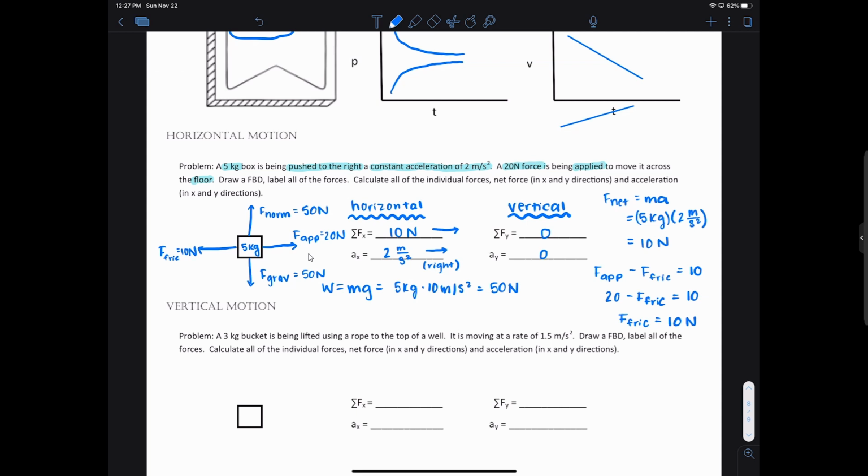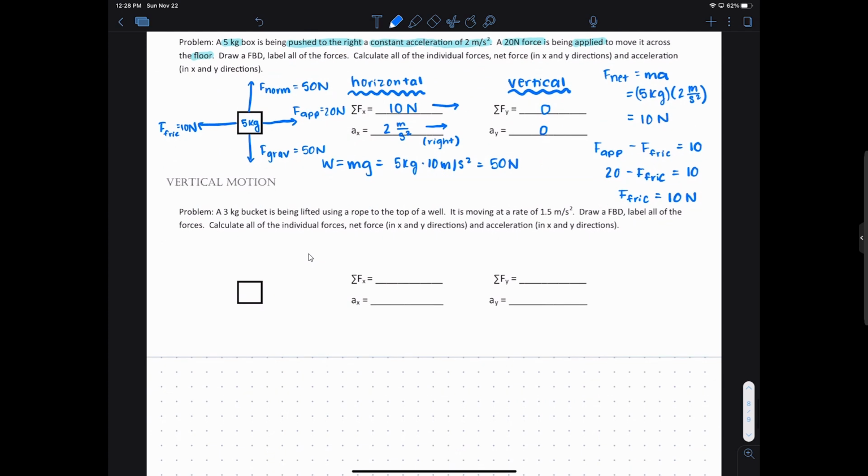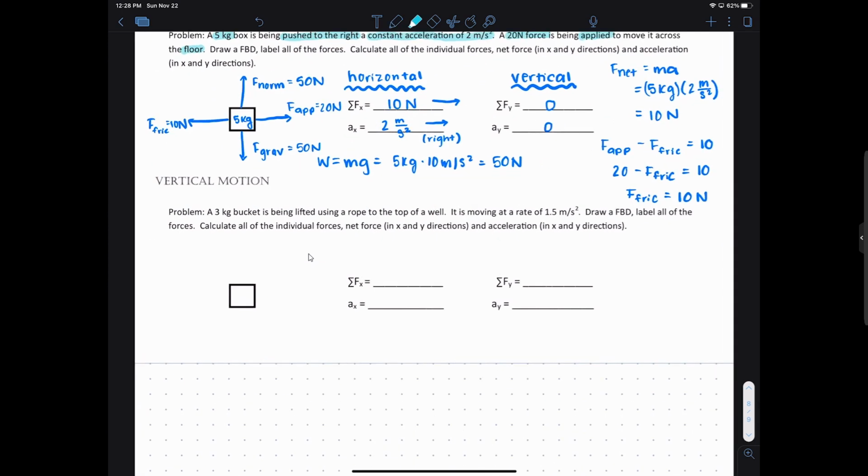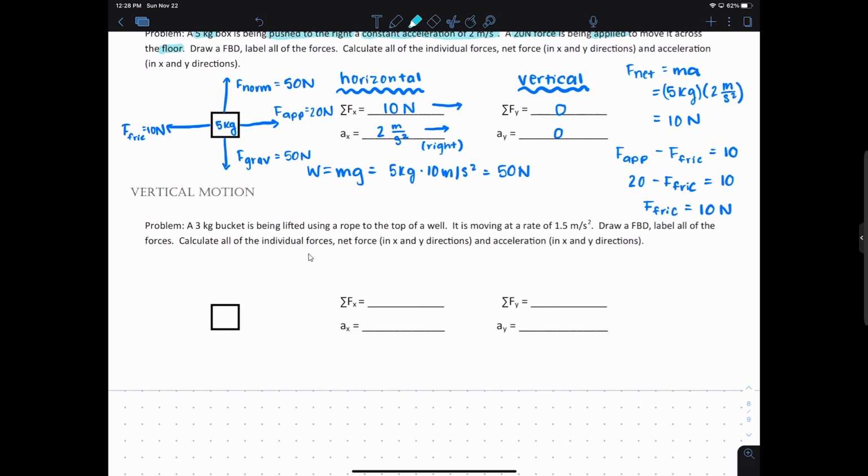All right. So vertical motion. A 3 kilogram bucket is being lifted using a rope. Well, we haven't had a rope before. To the top of a well. It's moving at a rate of 1.5 meters per second squared. Draw your free body diagram, label all your forces, calculate all of the forces, the net forces, acceleration, etc.